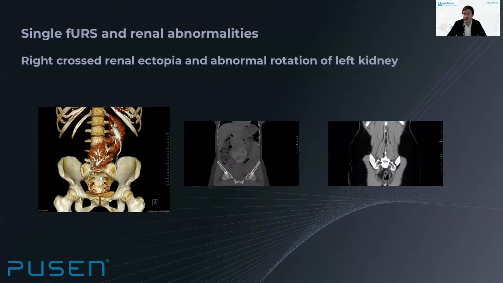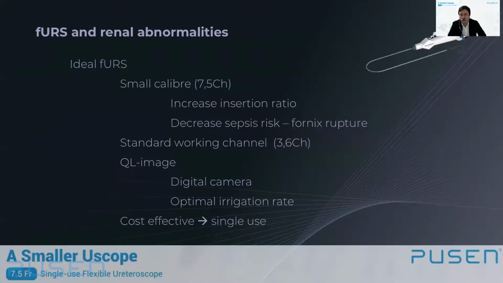Due to this anatomy, as a conclusion, the ideal flexible ureteroscope in challenging anatomies like renal abnormalities should be a small diameter scope to increase the insertion ratio and decrease the intrarenal pressure, with a standard working channel, with a digital camera and optimal irrigation in order to provide good quality of vision. And it should be a single-use flexible scope to avoid the increment of cost of the procedure due to the critical damage of the scope during those procedures.